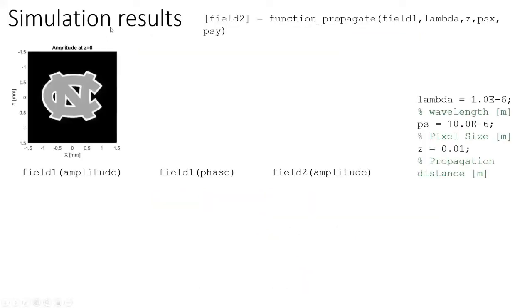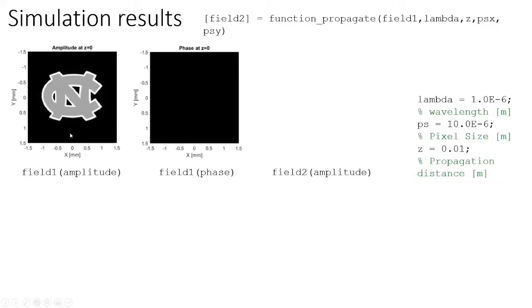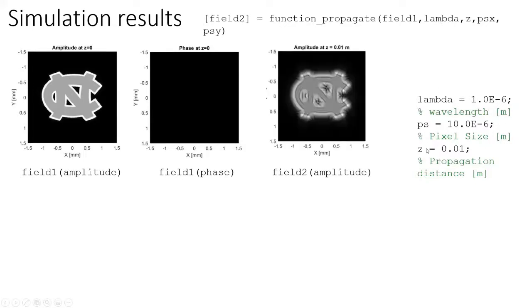If I take, for instance, the UNC logo as my amplitude function, I assign to it a phase that is equal to 0 everywhere, just for simplicity. Using the complex field made of this amplitude and this phase for a certain dummy wavelength, pixel size, and propagation distance, I can calculate the state of the amplitude at a certain distance. And you can see here the effects of wave propagation, the characteristic patterns that you observe right here. If you change the phase of the field, it will affect the amplitude.